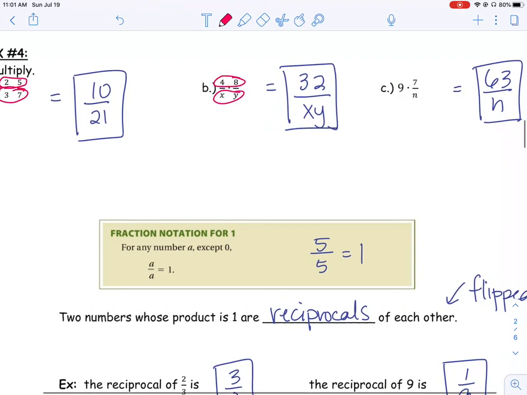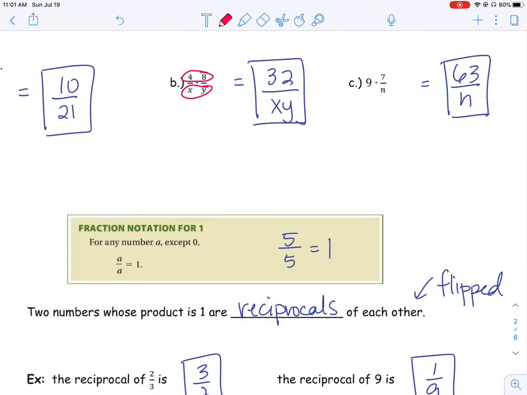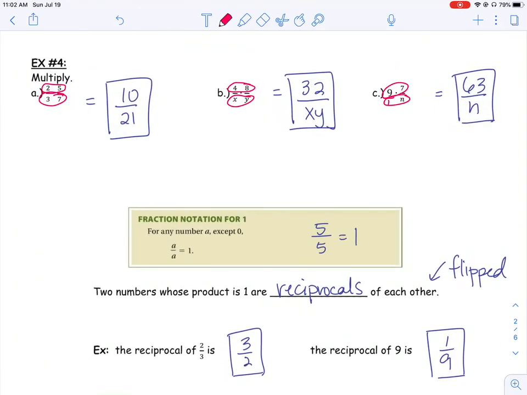Now look at C. C looks a little bit weird because that first number doesn't quite look like a fraction. But maybe you remember you can write any number as a fraction by simply writing it over 1. So 9 is the same thing as 9 over 1. Now I have two fractions being multiplied, and I can multiply across my numerators: 9 times 7 is 63, and across my denominators: 1 times n is just n, or 1n. So I get 63 over n as my product.